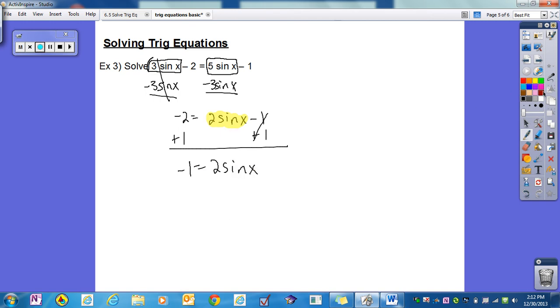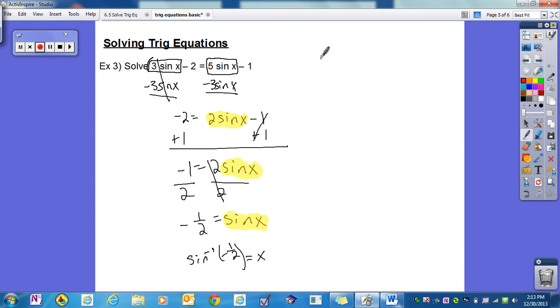I'm still trying to get sine of x by itself. So that means I have to get rid of my 2. So I'm going to divide by 2 on both sides. So I get negative 1/2 equals sine x. And now I'm left at that final part where I have just sine of x. And to separate these two things, I have to do inverse trig. So I'm going to say x equals the inverse sine of negative 1/2.